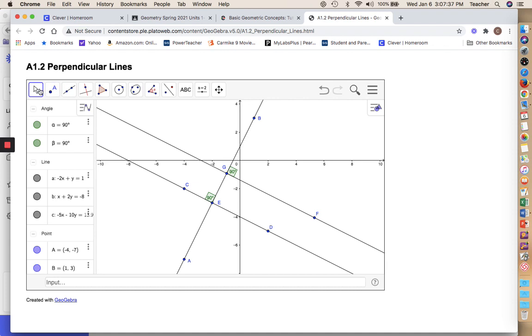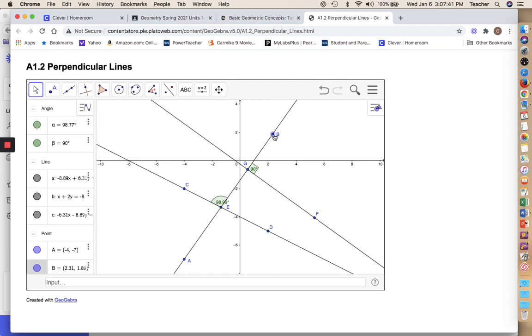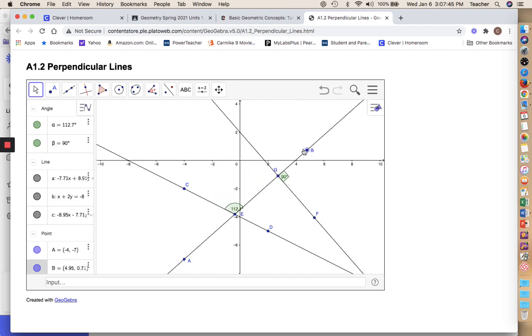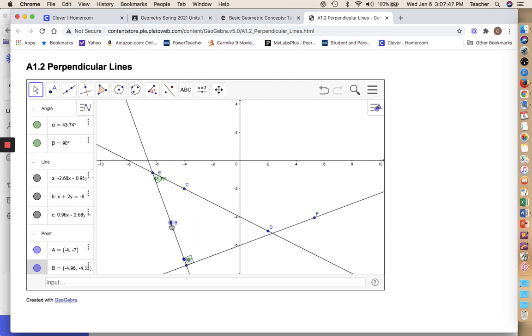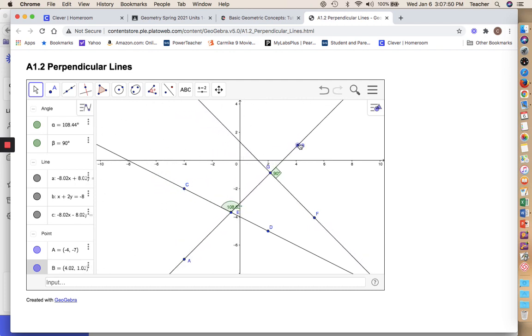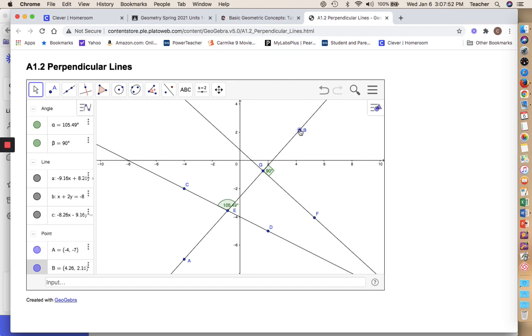All right, so I'm going to come up here. I'm going to click on Move. I'm going to grab B. I'm going to move it. Well, it looks to me like that angle doesn't change. It's going to be 90 degrees no matter what. I don't care where I move that sucker. It is 90 degrees. It never changes.